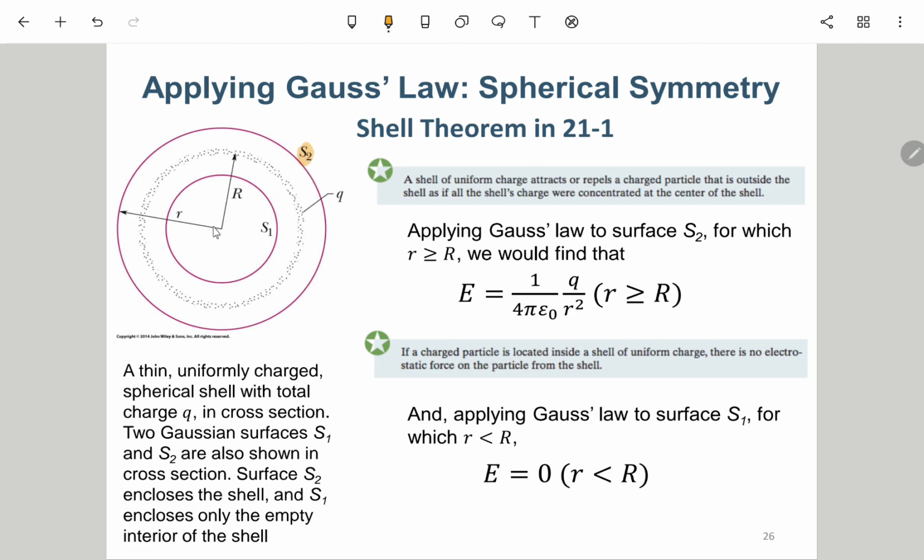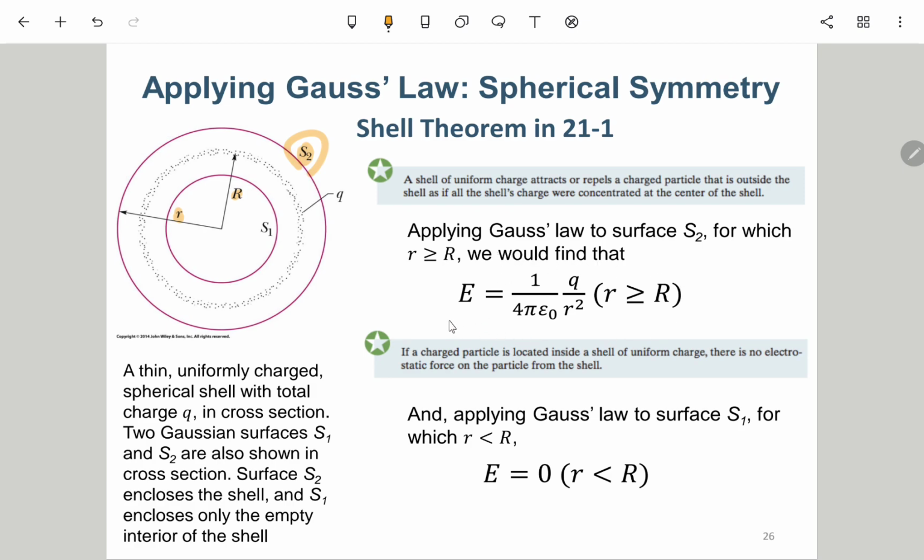a larger radius compared to the spherical shell. Okay, so here when we apply the Gauss law to surface 2, for which small r is larger than or equal to capital R, here r is the radius of S2, and capital R is the radius of the spherical shell, or the charged shell. Okay, so we would find that E is this one.